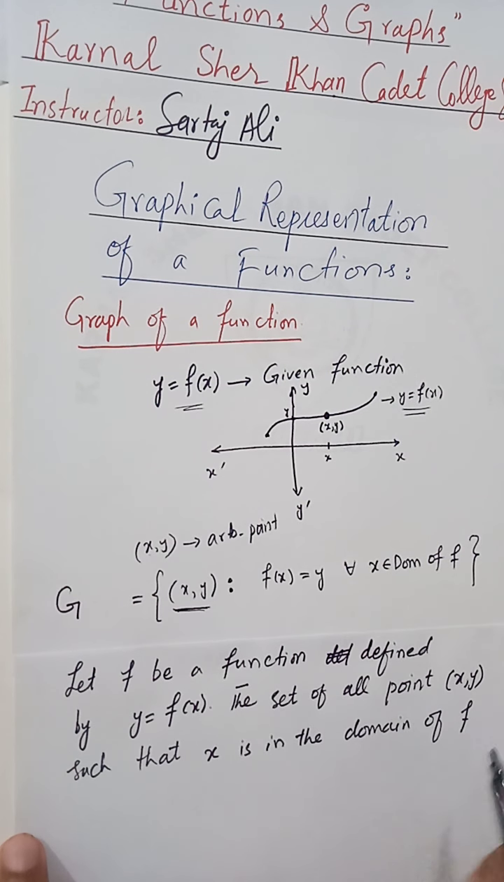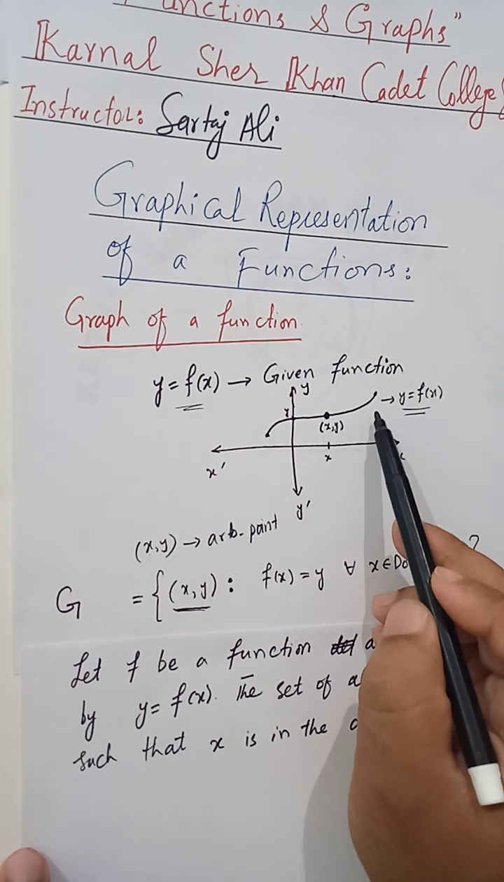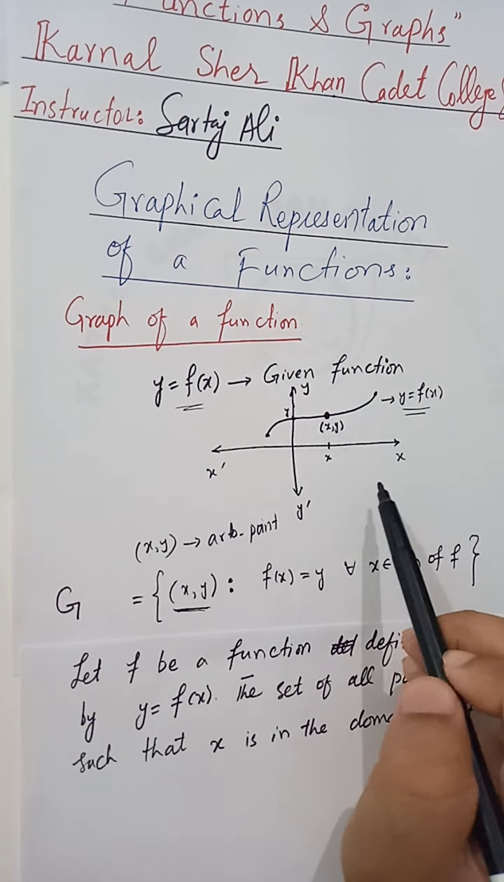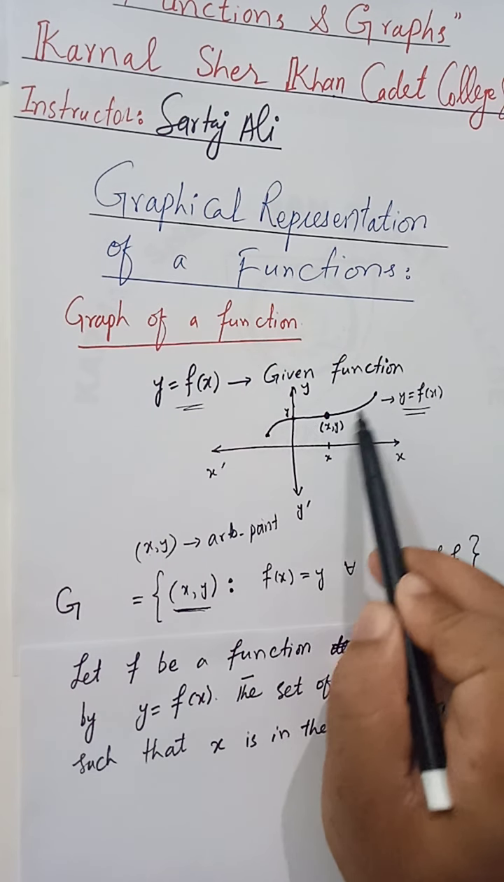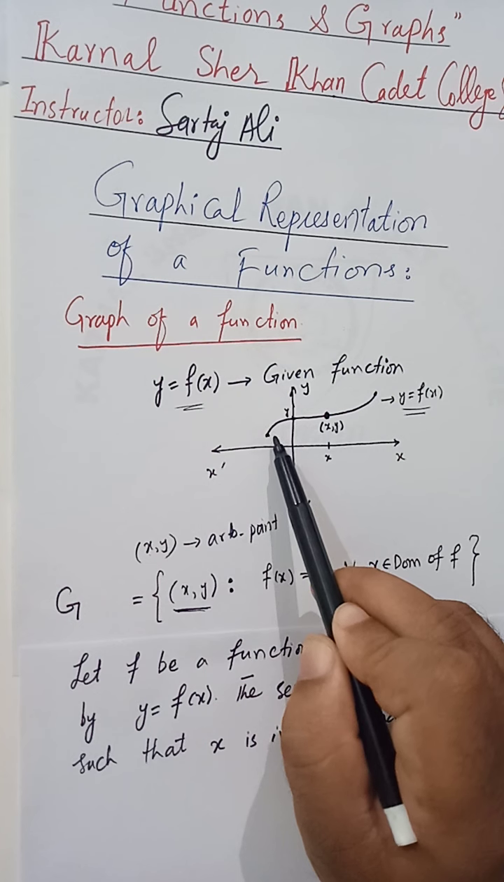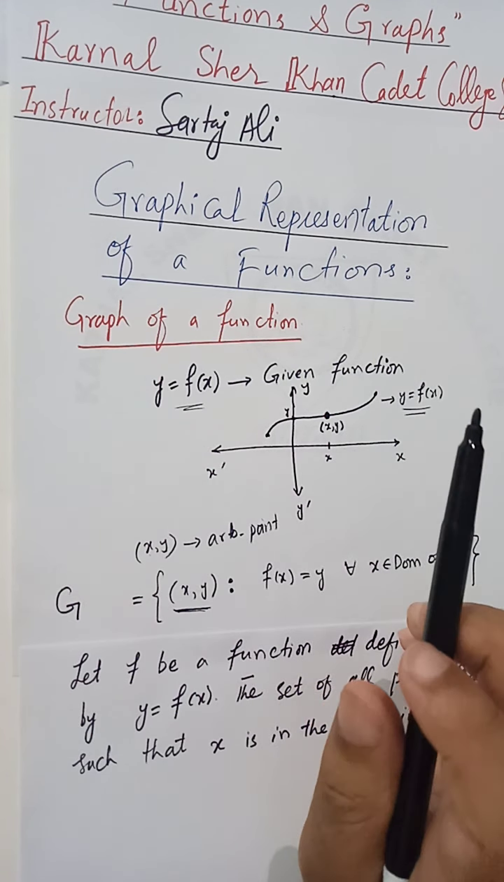So these points make the graph of the given function. All the points xy, when you plot them in the xy plane and join those points, you will get a curve. So that curve must be the graph of the given function.